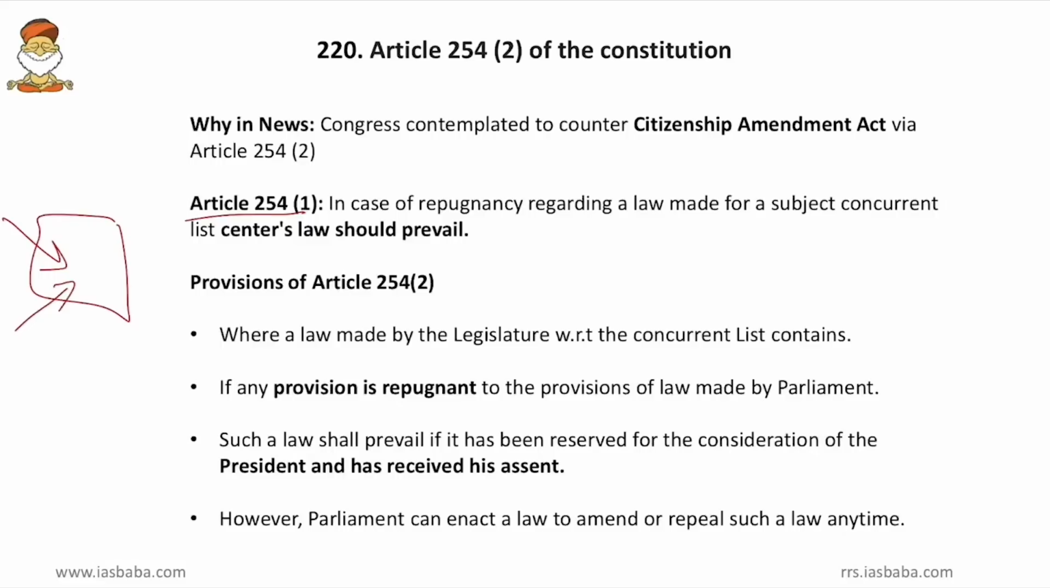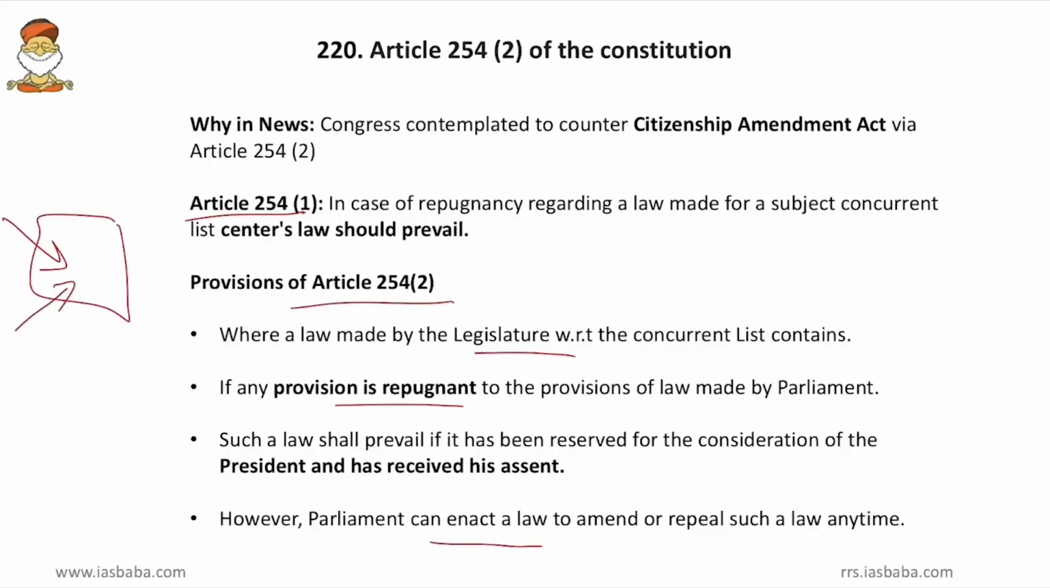However, Article 254 Clause 2 says that where a law made by the state legislature with respect to the same concurrent list subject has any provision repugnant to the provisions of the law made by the Parliament, such a law shall prevail if it has been reserved for the consideration of the President and has received his assent. So, if the President gives his assent, then the state law shall prevail over the center's law if there is any repugnancy. However, Parliament can enact a law to amend or repeal such a law at any time.